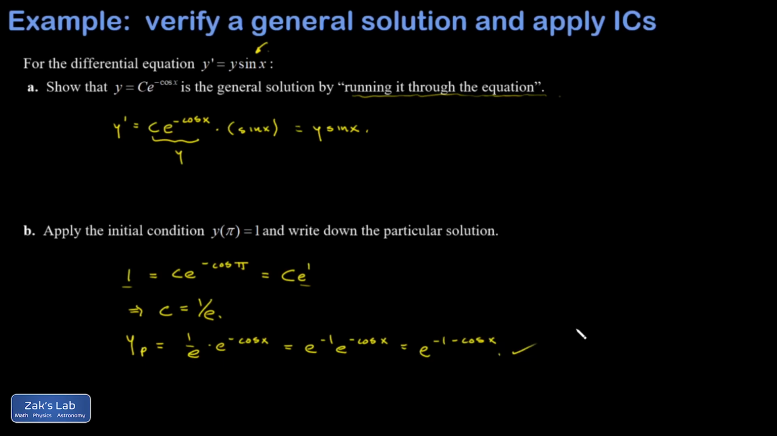So this particular solution, like any particular solution, satisfies the original differential equation, so you could show that it works in here, but it also passes through this particular point. So when x is pi, y is 1.